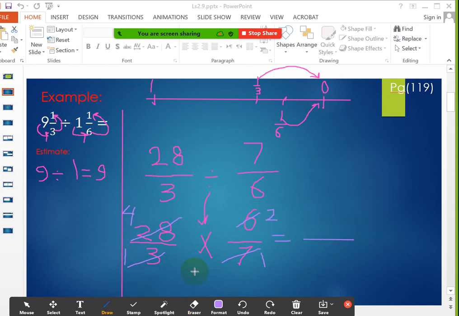Now 4 multiply 2 equals 8. 1 multiply 1 equals 1. So the answer is 8 over 1. But 8 over 1 means 8 divided by 1. You know the fraction bar means division. So 8 divided by 1 equals what? Equals 8. Okay? So this is the final answer.